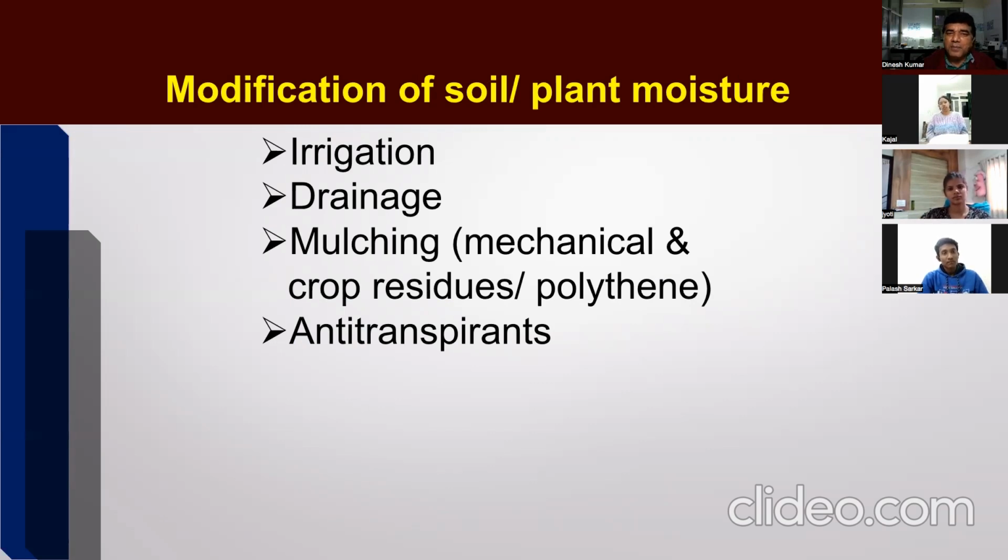Third one is mulching, which can be practiced under drought conditions. It can be mechanical mulch, crop residues, or polythene mulch. And of course, in dry land, we can use anti-transpirant to reduce the transpiration rate. So in this case, you see, mulching can be done by mechanical methods, crop residues, and polythene. So what is mechanical mulch?